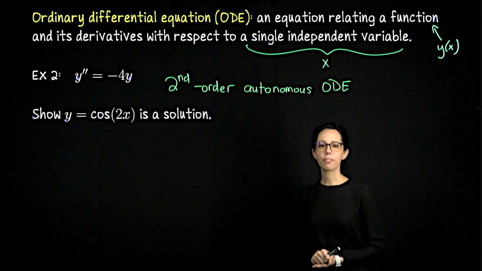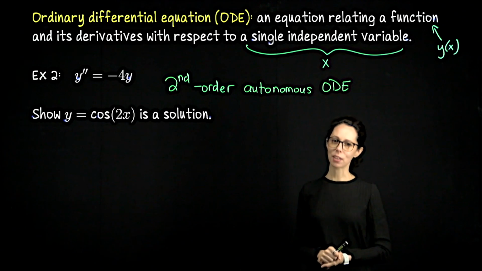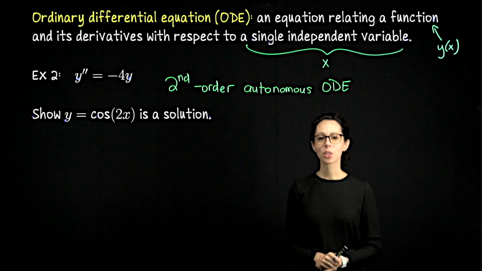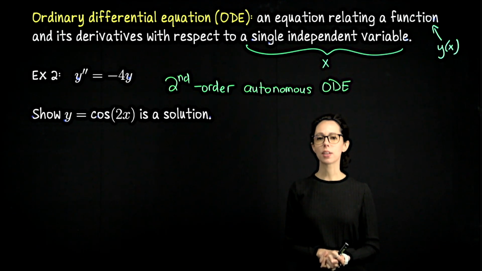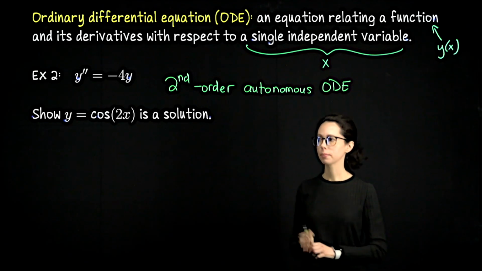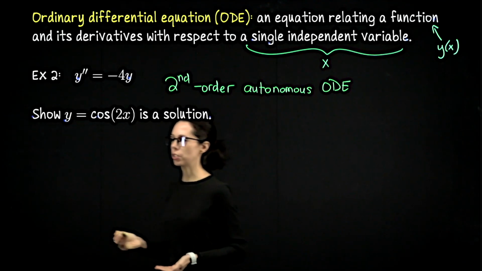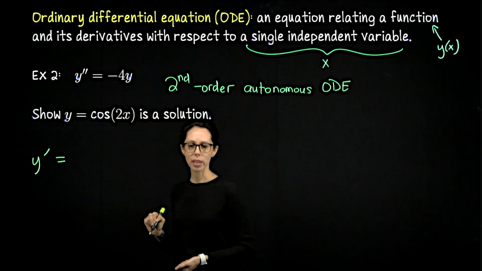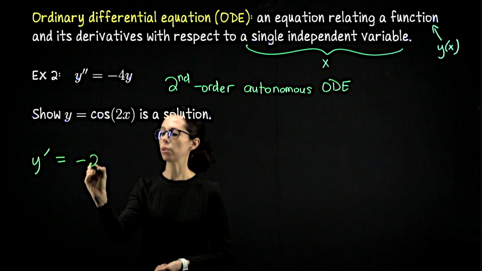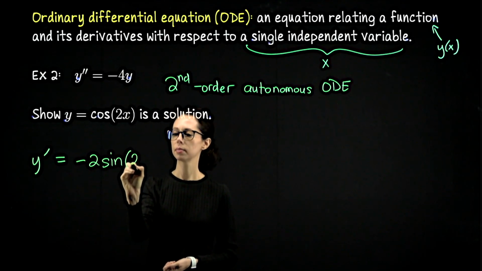Let's show that the function y equals cosine of 2x is a solution. So in other words, we want to show that cosine of 2x, if we plug that in for y in this differential equation, we're going to get a true statement. All right, so I think what we should do first is take its first derivative. The derivative of cosine of 2x is negative 2 sine of 2x.